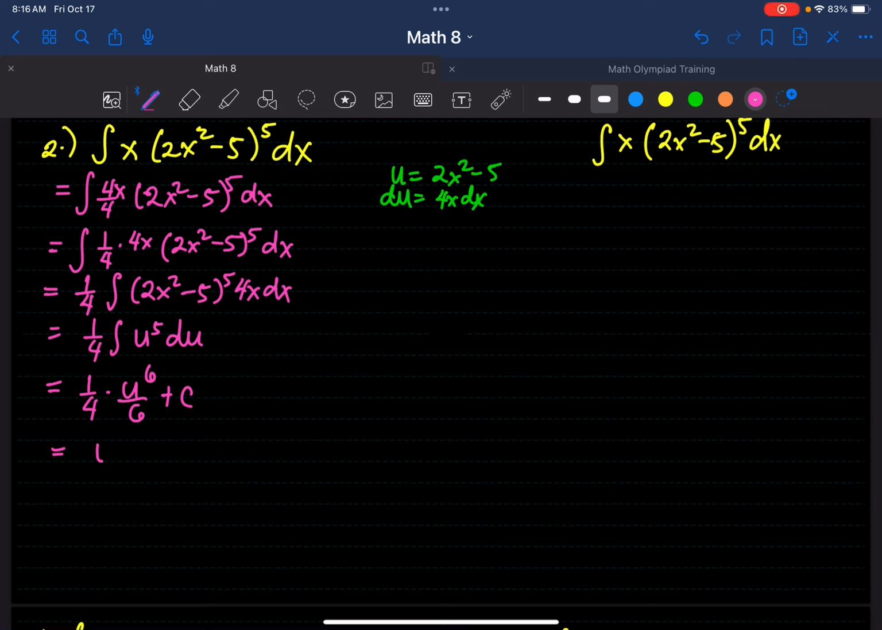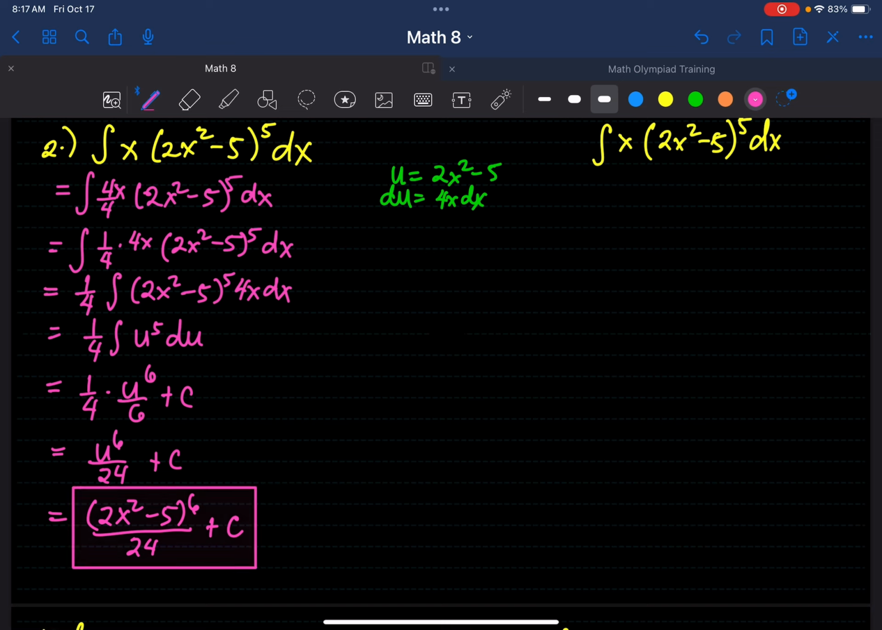What's next? Simplify. So we have u raised to 6 over 24 plus c. And what is u? (2x squared minus 5) raised to 6 over 24 plus c. And this is the answer for number 2.